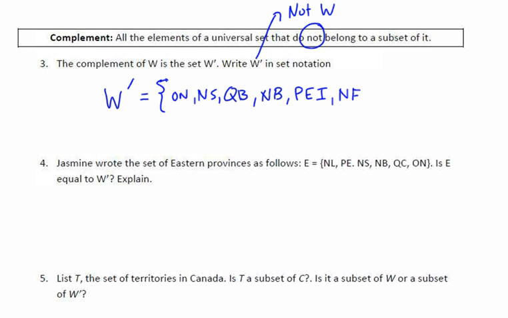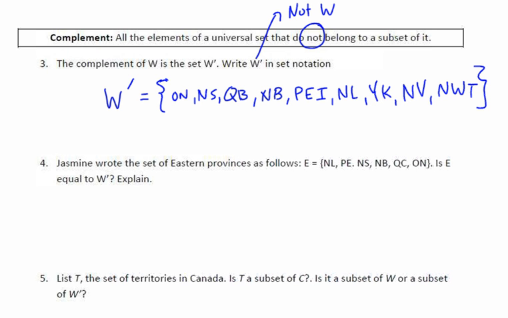I wrote NL. What about the territories? Yep, those are included. Everything that's not in the West. So that would also include Yukon, Nunavut, Northwest Territories. Am I missing anyone? Yukon, Ontario, Quebec, Newfoundland, PEI, Nova Scotia, New Brunswick? Looks good. Okay, so that's the complement. The complement, when it has a little apostrophe, means not W. What's not in it?